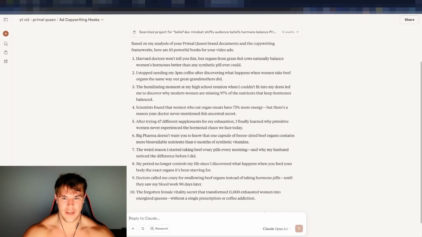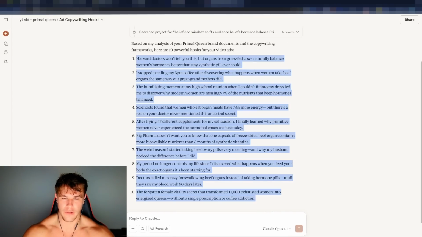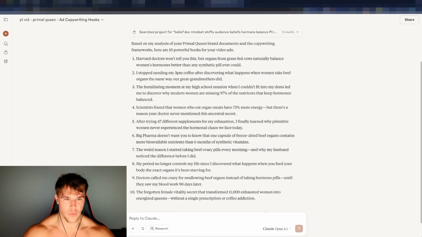So the first thing I'm seeing is that all of these are relatively the same length and they're all a little bit longer than I want them to be. But let's take a read anyways. Number 2 rather: I stopped needing my 3 p.m. coffee after discovering what happens when women take beef organs the same way our great grandmothers did. So not bad. I like the first half. I despise the second half.